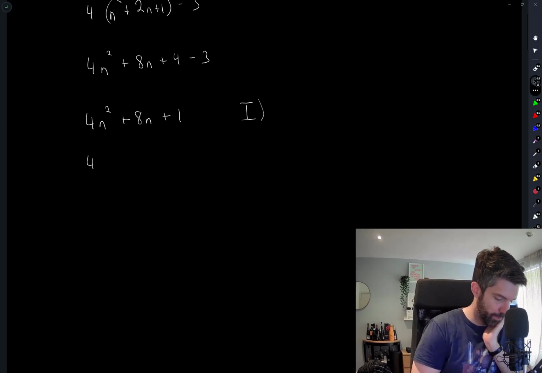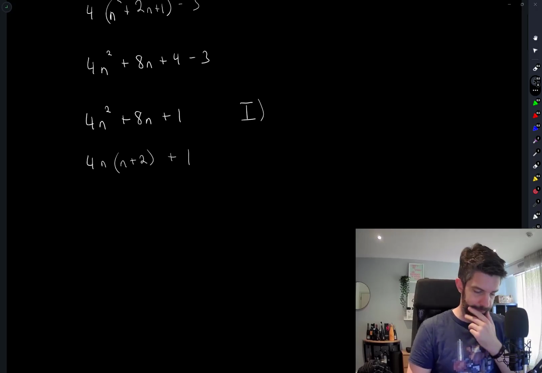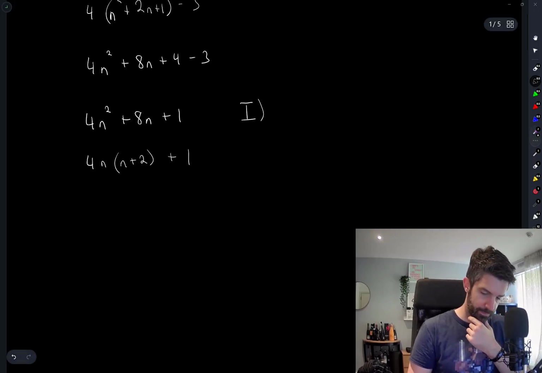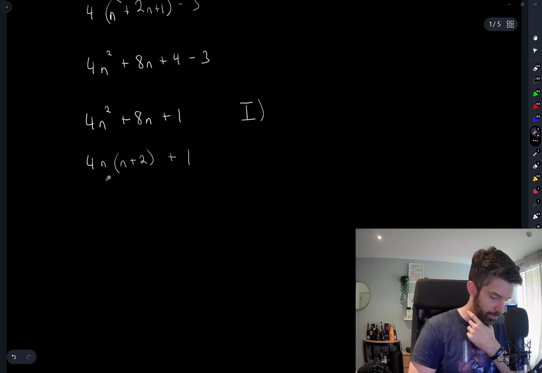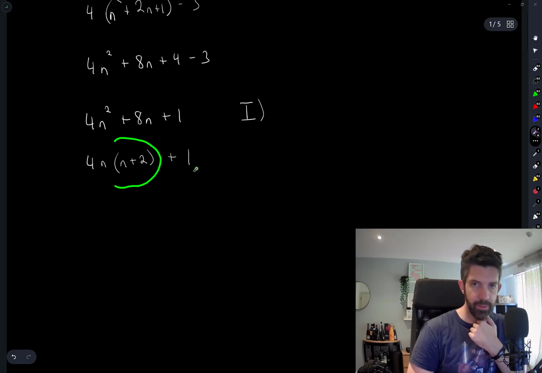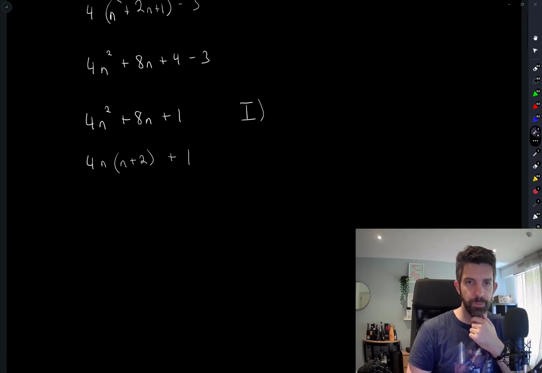All right, this is 4n squared, it's 4n times n plus 2 plus 1. So if n is a multiple of 3, then it's true. If n plus 1 is a multiple of 3, then this is not a multiple of 3, and so answer 2 is false, so we can't confirm number 2.